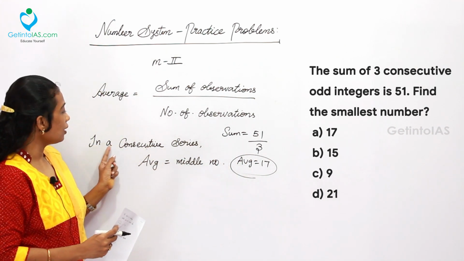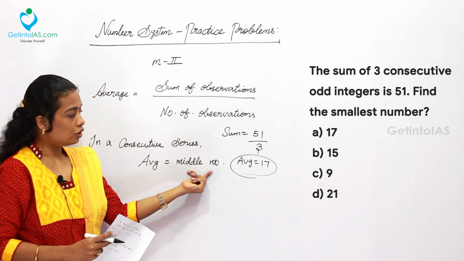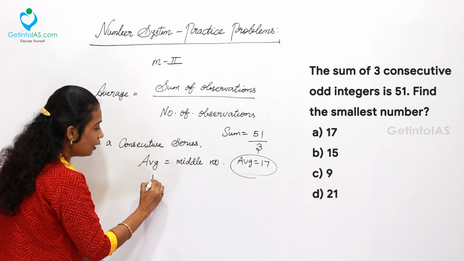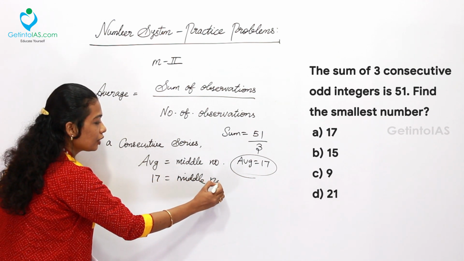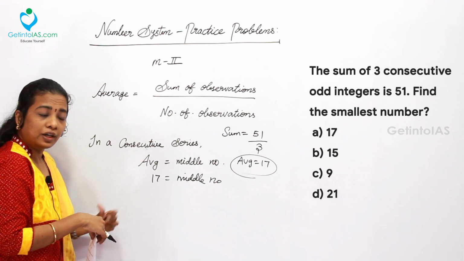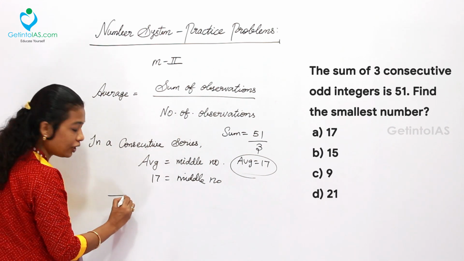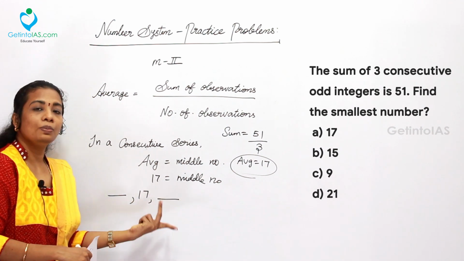The next one is in a consecutive series, average is equal to middle number. So average is 17 will be the middle number. So as soon as you got this point, it is easy to find the answer for the smaller number. Here the middle number is 17. What is the previous and next number for that?